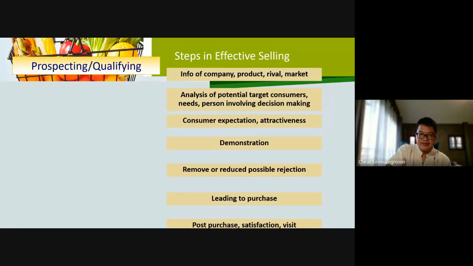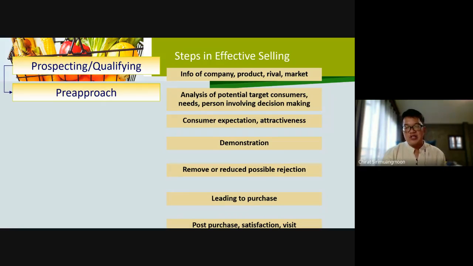So, the steps for making effective field selling. First one is anticipating and qualifying. So you need to have some information on the company, products, the competitors, and the market. So you try to collect the information and to predict it. And then pre-approach is where you analyze the potential target consumers because you have some information from the first step. Then you try to narrow it down and focus on the group that is needed.